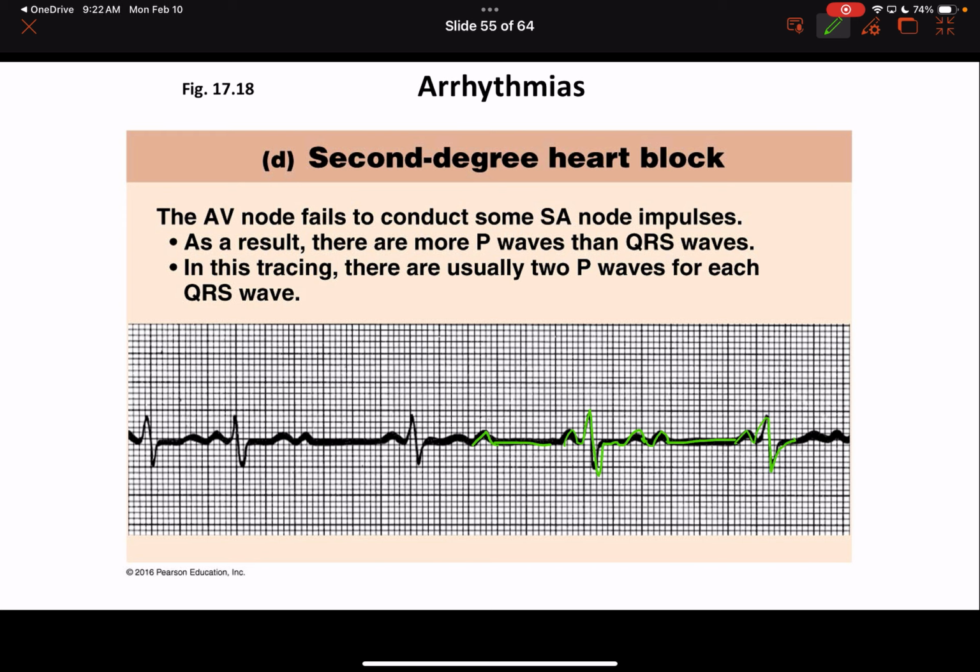So with this one, the AV node fails to conduct some of the SA node impulses. So as a result, there are more P waves than QRS waves, and in this tracing, you're seeing 2 P waves for every QRS complex. It's like they knock the first time, nobody's home. But then they knock and somebody answers. Okay? So it's every other time the signal is getting sent down to the rest of the heart.